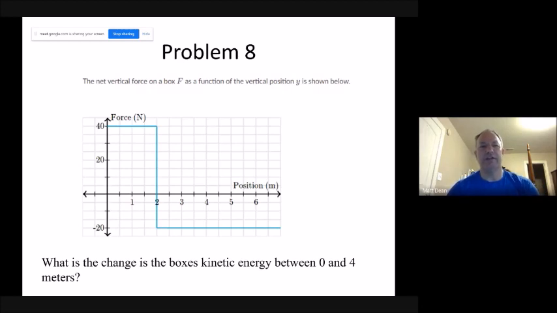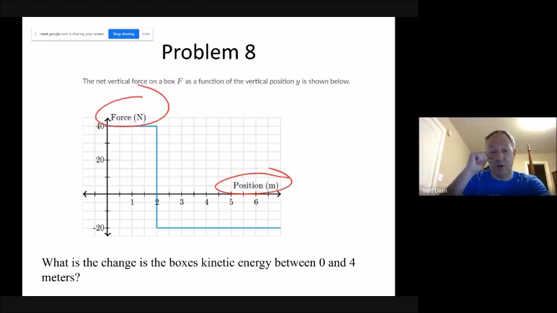All right, another thing they like to throw at you are graphs. And I'm sure they'll throw some kind of graph at you on the exam. Whether you'll have to actually draw a graph or interpret a graph, we don't really know yet. Hopefully we'll know more about that in the days to come. This wants to know what is the change in the box's kinetic energy between 0 and 4 meters. So notice this is a force versus position, or we could think of it as a force versus distance graph.